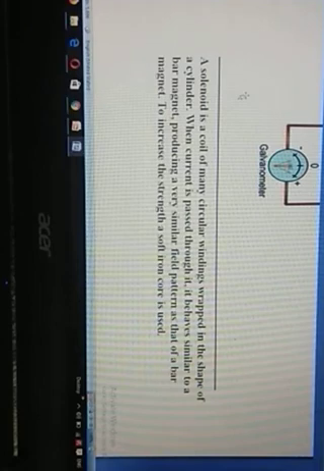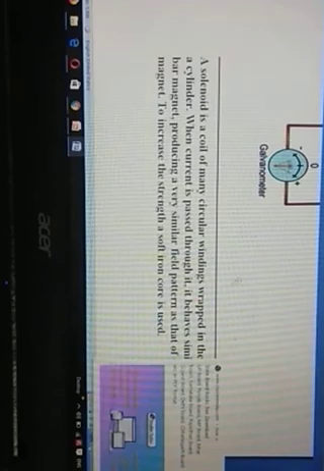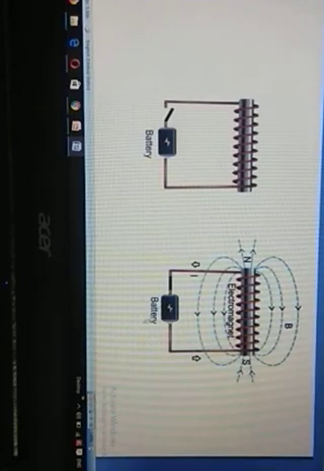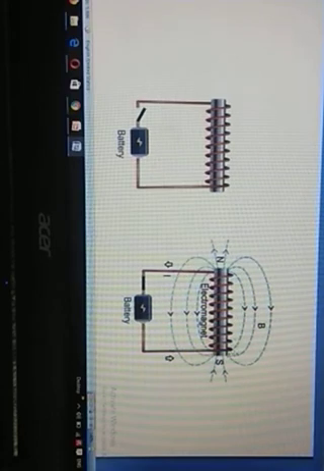In a solenoid, many circular windings are wrapped next to each other in the shape of a cylinder. As you can see, it is cylinder in shape. So when the current is passing through it, it behaves similar to the bar magnet, producing a field pattern very similar to that of the bar magnet. To increase the strength, a soft iron core is used. As you can see, this shows a bar magnet having the north pole and south pole. Again, the number of magnetic field lines passing through the coil changes.